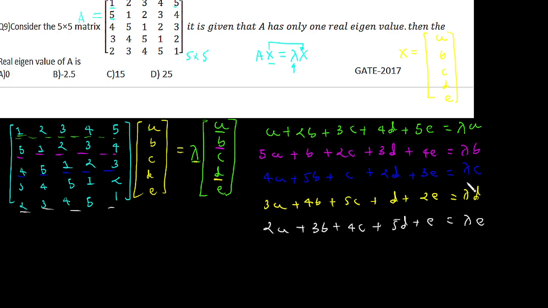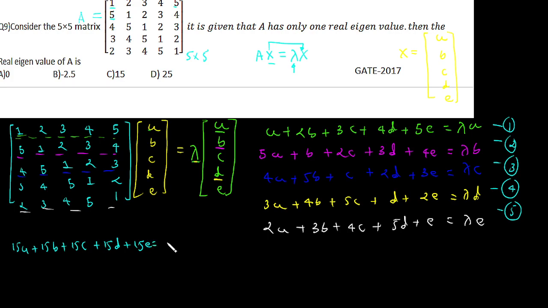Here the lambda is also common, so we can take it out. Let's call these equation 1, equation 2, equation 3, equation 4, and equation 5. Now let's add up these 5 equations. So we are getting 15a plus 15b plus 15c plus 15d plus 15e equal to lambda a plus lambda b plus lambda c plus lambda d plus lambda e.